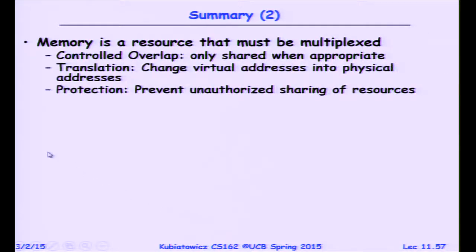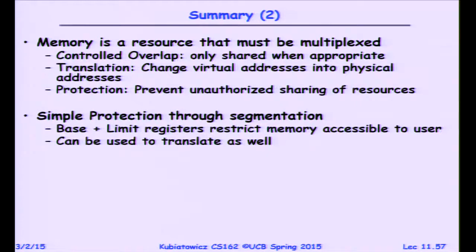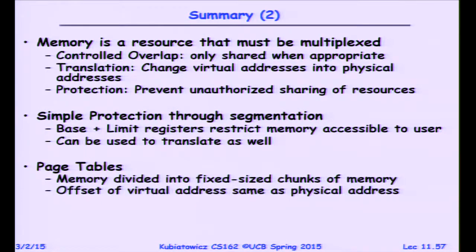The second thing we talked about is that memory is a resource that must be multiplexed, and we talked about the advantages of controlled overlap, translation, and protection. We talked about very simple protection through what we're going to come to call segmentation, which is base plus limit registers, and that's going to be our next topic. And we're going to show that segmentation by itself is not so great, so we're going to get to page tables next time very rapidly.